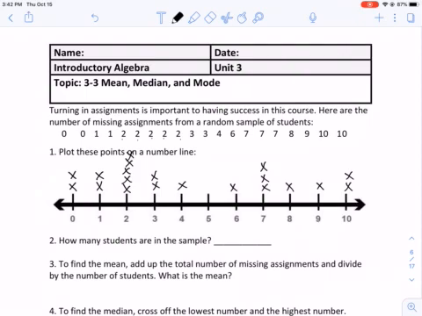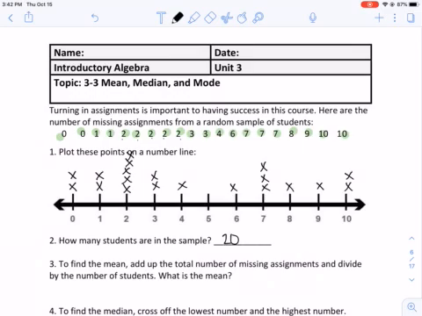Now we need to figure out how many students are in this sample. Well, we just count the number of numbers. 1, 2, 3, 4, 5, 6, 7, 8, 9, 10, 11, 12, 13, 14, 15, 16, 17, 18, 19, 20. So there are 20 students in the sample.